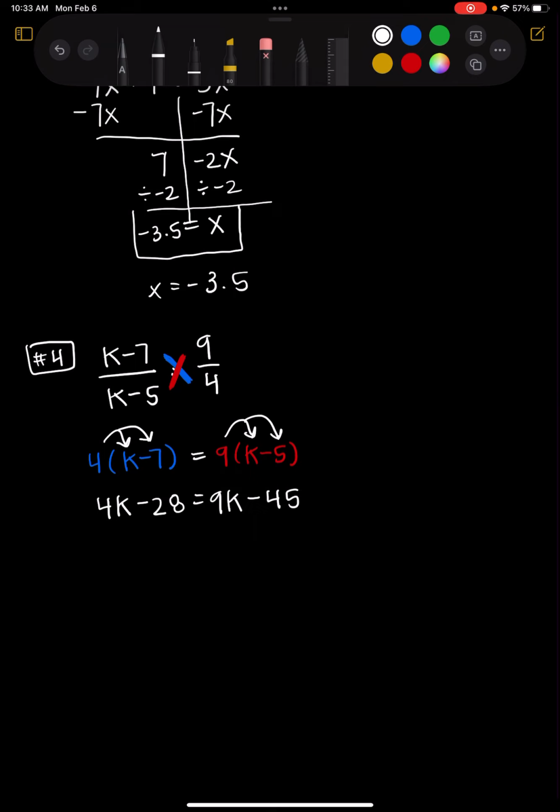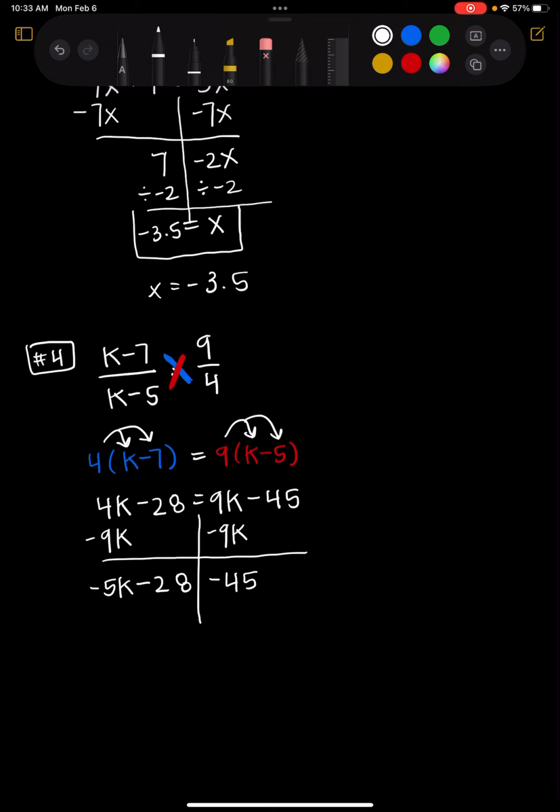Okay, so now we want to get the k's on the same side and the stuff without the k's on the other side, and it doesn't matter which side the k's end up on. And in this case, there's no faster version or less steps version. So what I'll do is subtract 9k from each side. And when I do that, the 9k disappears from the right side, which means I'm just left with negative 45 over here. And then we have 4k minus 9k, which gives me negative 5k minus 28. All right, now it looks a little bit more like a normal equation that we're used to.